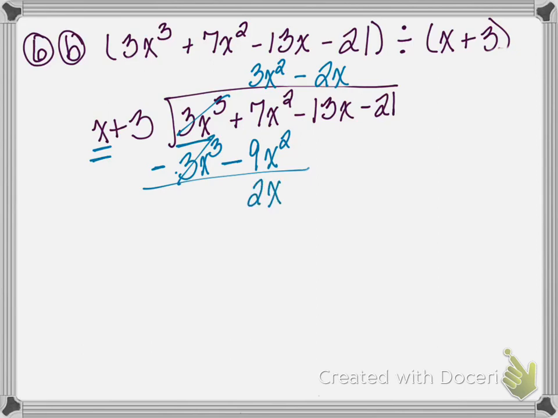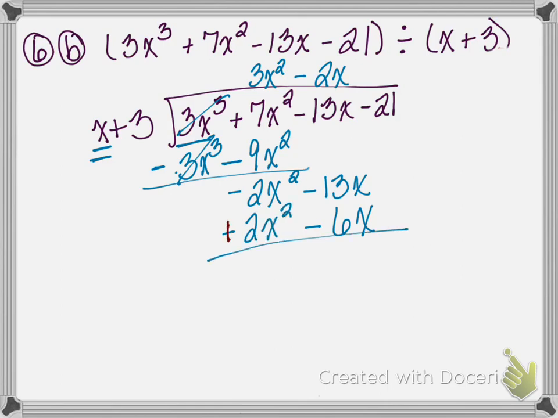Can you tell? So I have negative 2x squared minus 13x. We've already decided that negative 2x is what we multiply x by to get negative 2x squared. So now I've got to do negative 2x times 3. That gives me negative 6x. And I do negative 2x times x, which gives me negative 2x squared. Okay? Now I change those signs. That's what I have to do, is to change those signs.